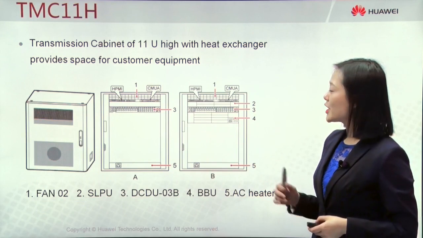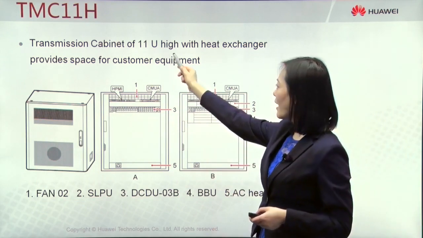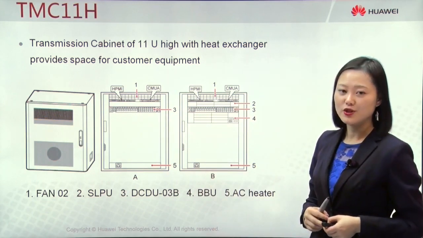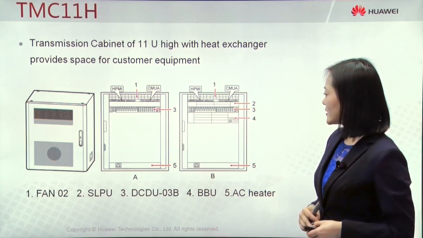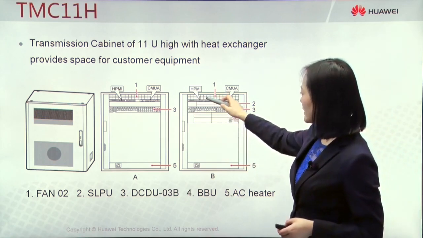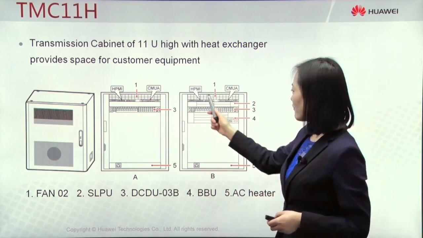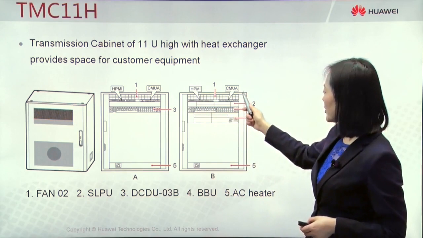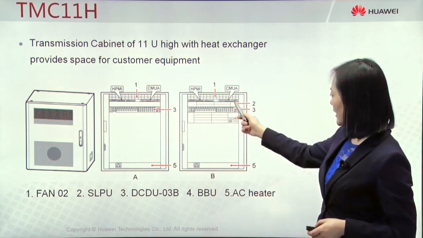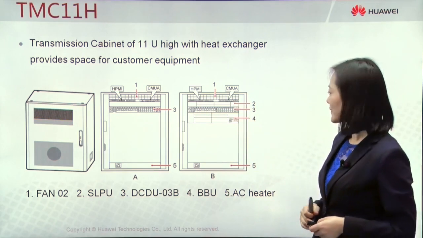TMC11H. This transmission cabinet can provide 11U high installation space with a heat exchanger. So here let's check the structure. At the top, for sure, is a fan module. The same as APM30H, it has HPMI and CMUA. The same as APM30H, here is SLPU, Lightning Protection.